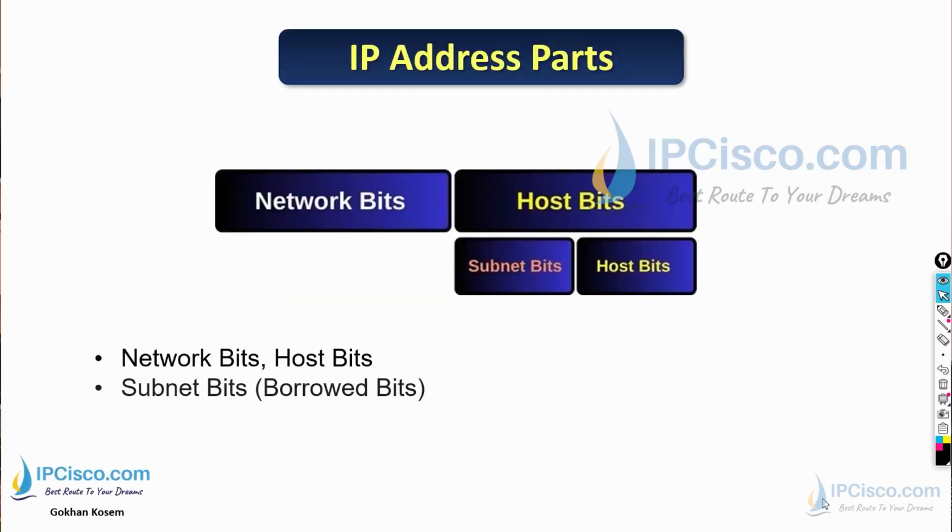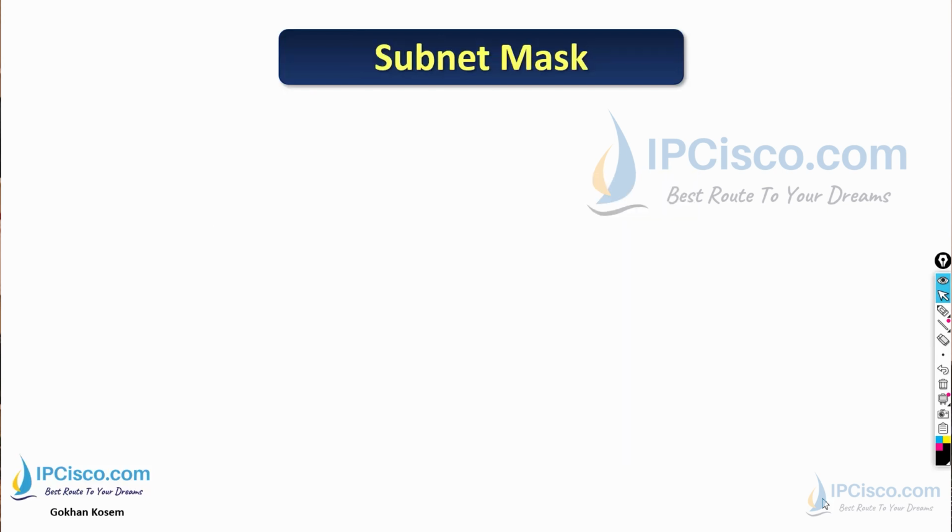In an IP address, we have two parts. The first part is the network part and the other part is the host part. And we have network bits and host bits. Here, our subnetting lesson is related to the host bits, and in these host bits, we will borrow some bits as subnet bits. What is a subnet mask?